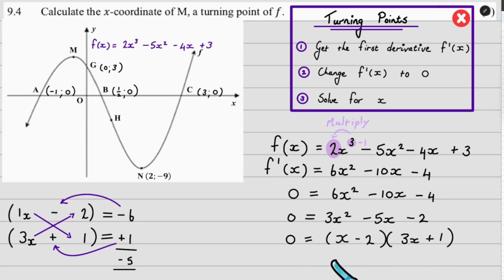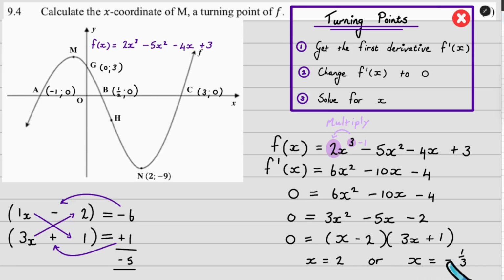So the first answer for x is x equals 2. And then the second answer, if I take this 1 over, it becomes negative 1. Divide both sides by 3, so I get negative a third. Okay, so I'm not quite finished. I still need to tell them which one is the x-coordinate of m.